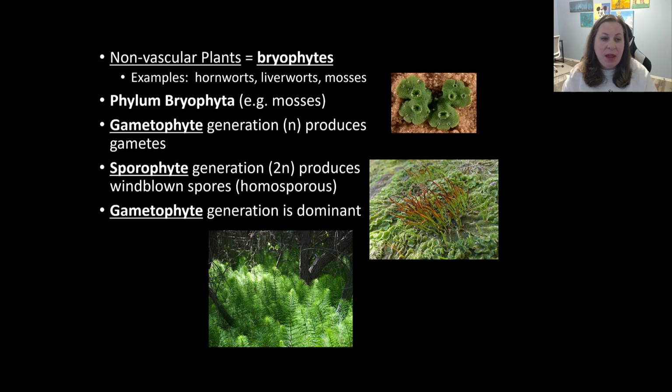Their gametophyte generation is going to produce gametes, and it is going to be their dominant generation. So make sure that you recognize that because that's what makes this group unique: the gametophyte generation is their dominant generation. The sporophyte generation does produce windblown spores. Okay, they make their spores that can be windblown to new areas, but that's going to be a very small part of their life cycle. And so remember, dominant generation here for this group is the gametophyte.